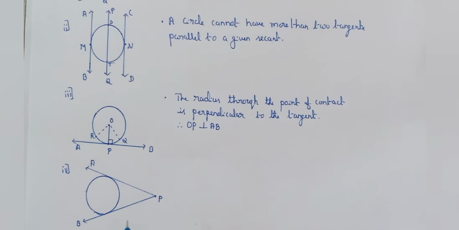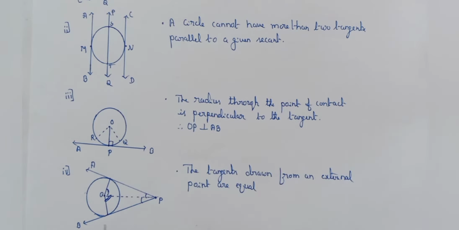Next property. So, in the figure, P is the external point. PA and PB are the tangents drawn to a circle from an external point. So, the PA and PB are equal. The tangents drawn to a circle from an external point are equal. So, the tangents drawn to a circle from an external point are equal and they subtend equal angles at the center of the circle and they are equally inclined with a line joining the center and the external point.